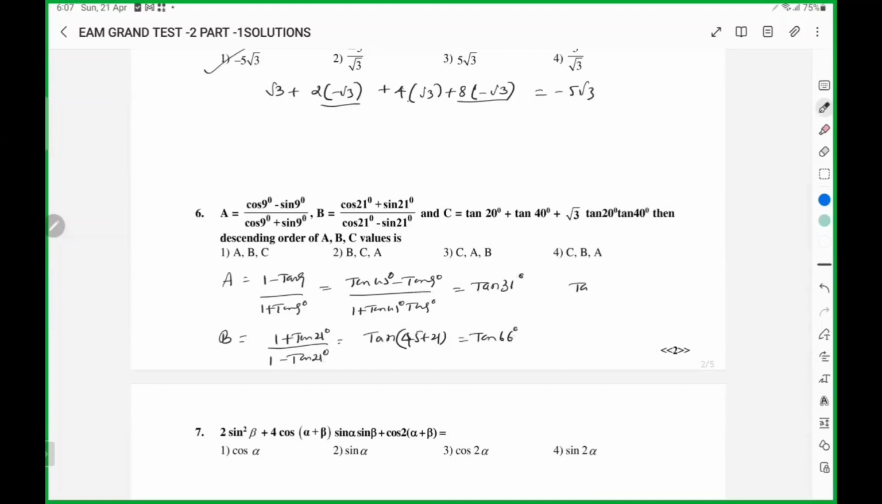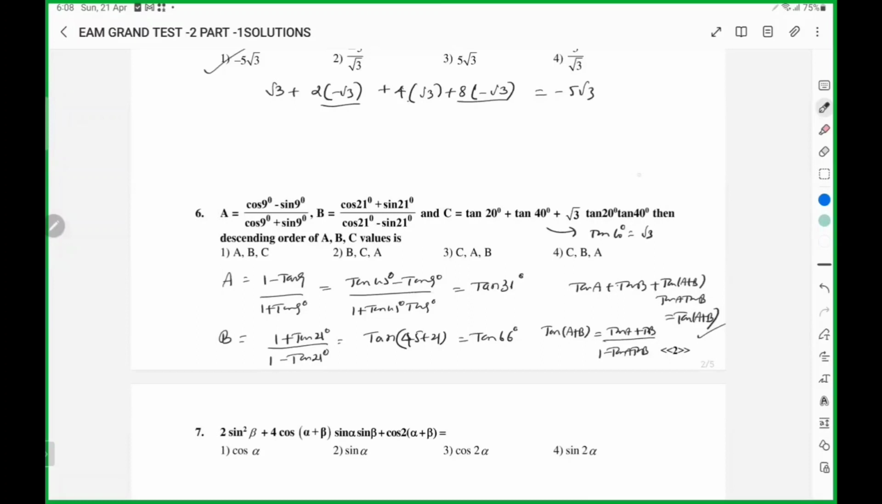tan A plus tan B plus tan of A plus B into tan A tan B, which is tan of A plus B. Or you take the direct formula, tan of A plus B is tan A plus tan B by 1 minus tan A tan B. Right? You simplify this, we get this. That is, this becomes tan of 60, root 3.